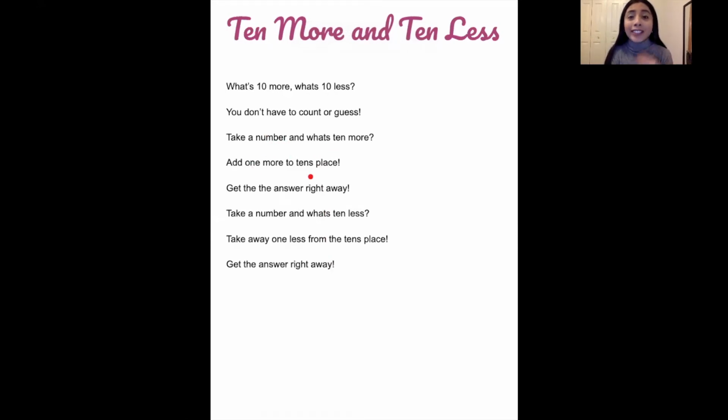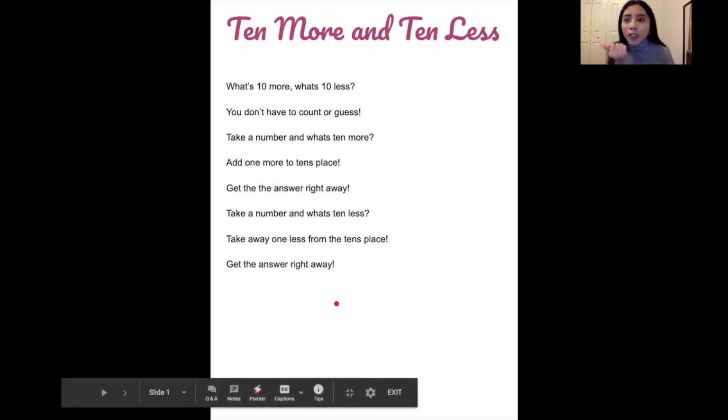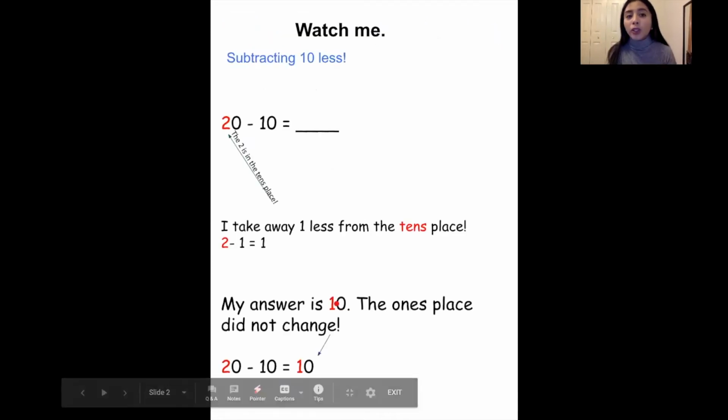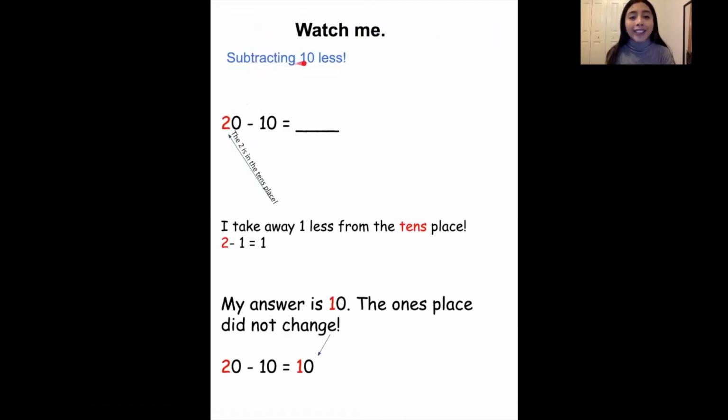Today we're going to work on 10 less, meaning we take away one less from the tens place. So instead of adding one, we're going to take away one from the tens place to get our answer right away. So let's see what it looks like to subtract 10 really fast, so that you can do it really fast. So subtracting 10 less, minus 10.